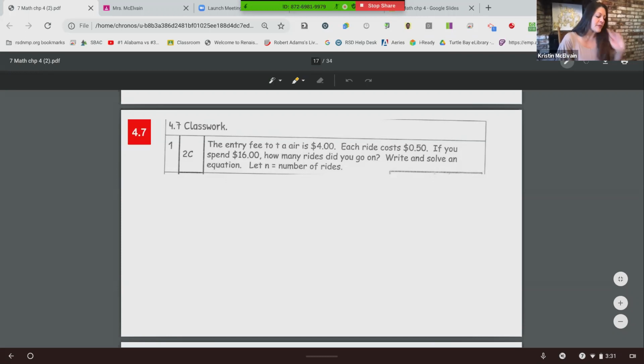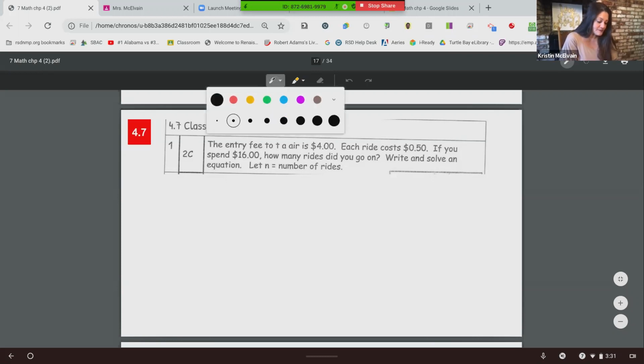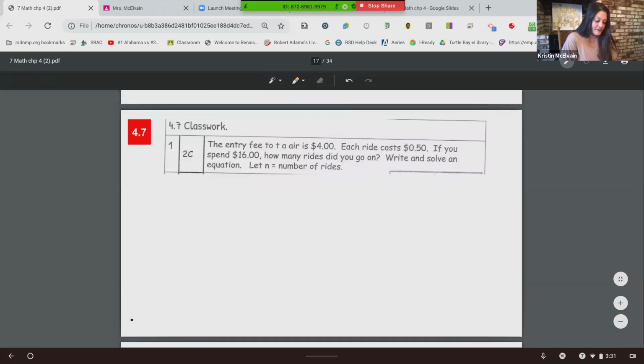All right, so what we're going to look at is, $16 is the total amount that we spent. Okay, so here we have 16. And what that $16 covers, well, it covers our rides. So each ride is 0.50 for each ride, and n is our number of rides. And then we also spent $4 to get in.